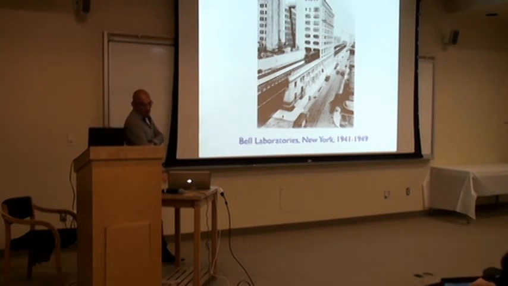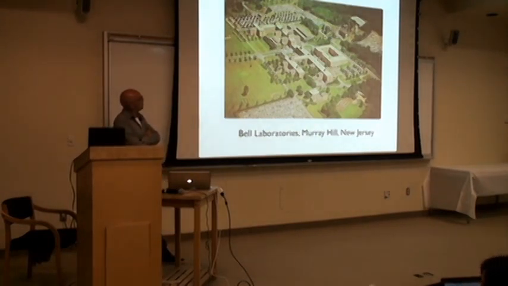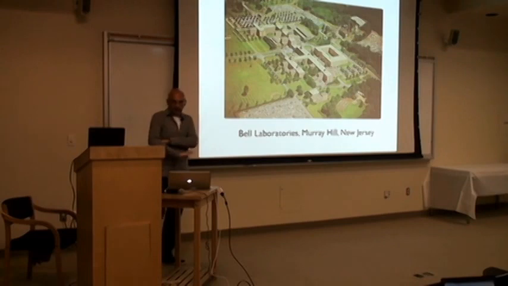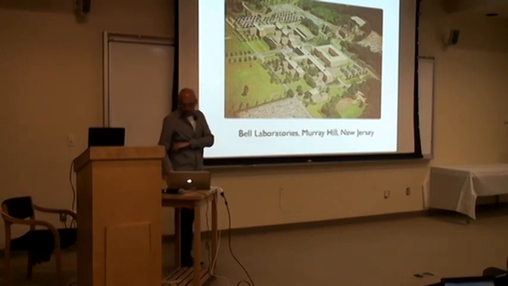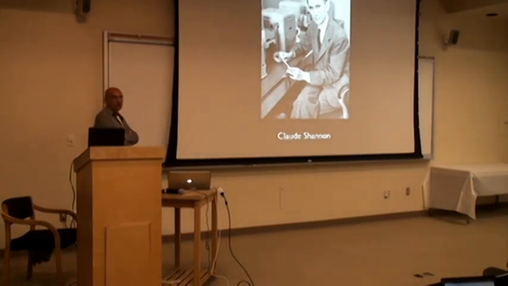So then, in 1949, he moved to Murray Hill. This is a picture of how Murray Hill looked when it was first built. And of course, the transistor essentially was invented the same year, 1948, as well as the Hamming code, by the way. All right, so here's a picture of Shannon that appeared in Life magazine.